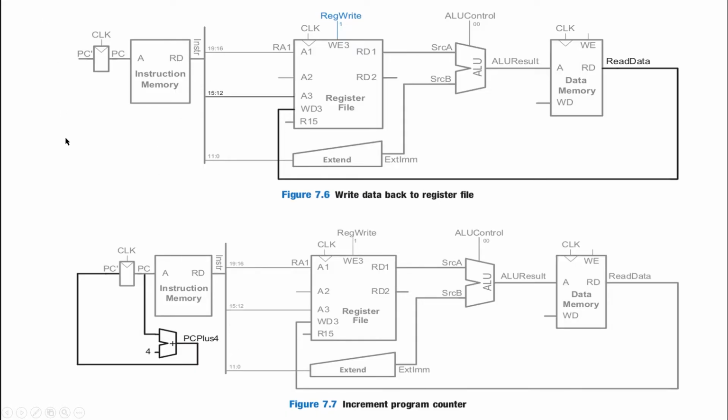This is the diagram of the next step. Once we have the value stored in the data memory, it's going to go through the read data bus and back into the register file, the WD3. As indicated, we need to have the reg write, or WE3, asserted in order for the register file to start writing the data from the read data bus into one of its registers. After that, while the load instruction is being executed, the program counter starts moving and storing the next instruction.